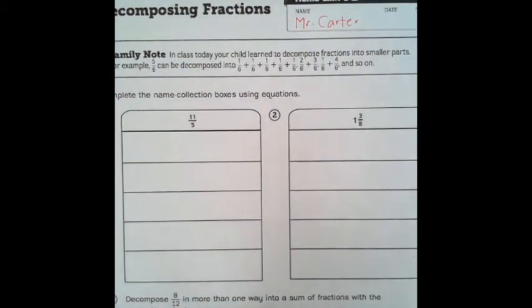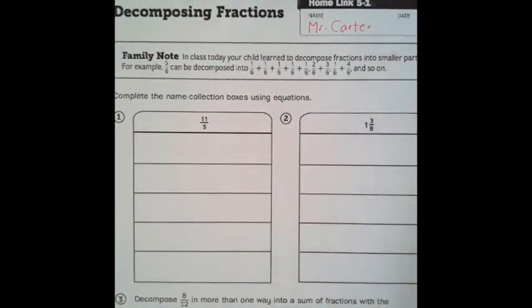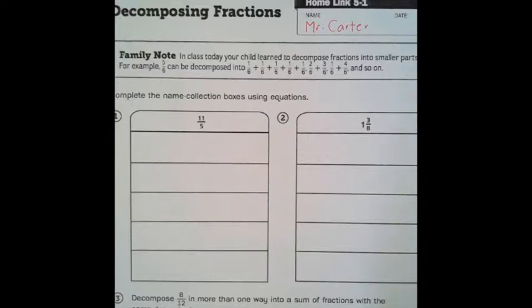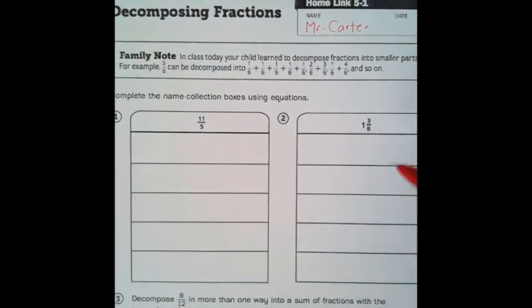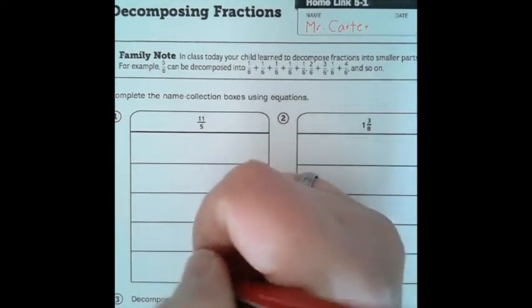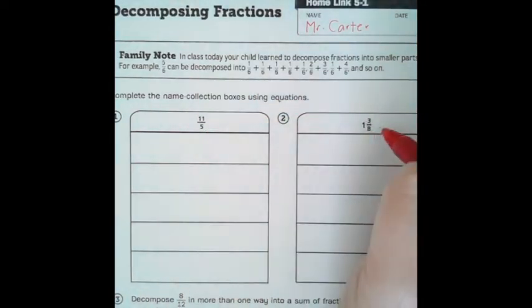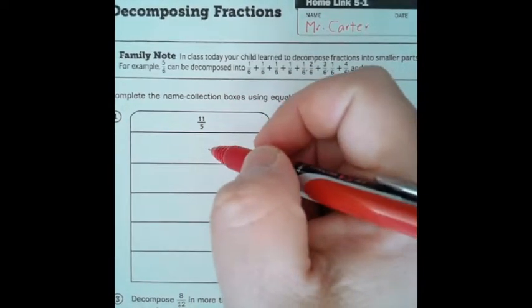Alright, so we learned how to decompose fractions in today's lessons. That's pretty much taking fractions and breaking them apart into addition number sentences. Your task here was to complete the name collection boxes using equations. So basically you're just gathering a bunch of equations that would equal these fractions up at the top. So our first one is 11 fifths.